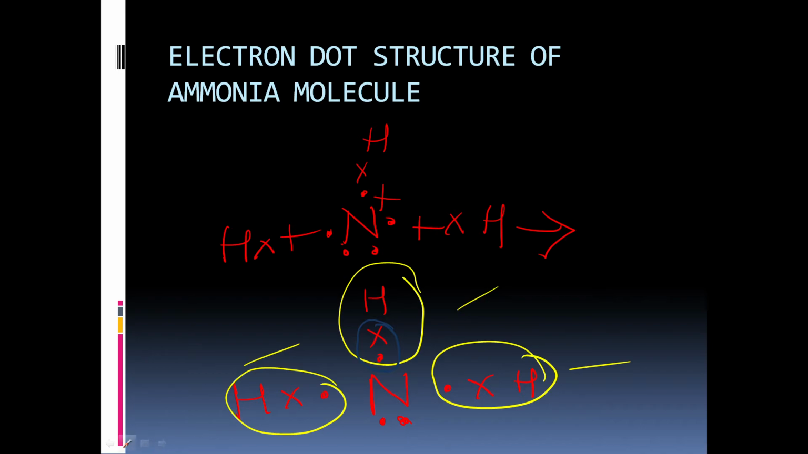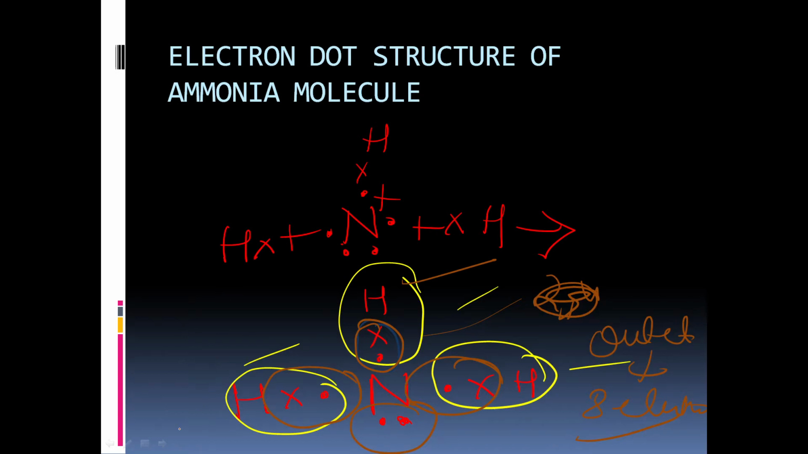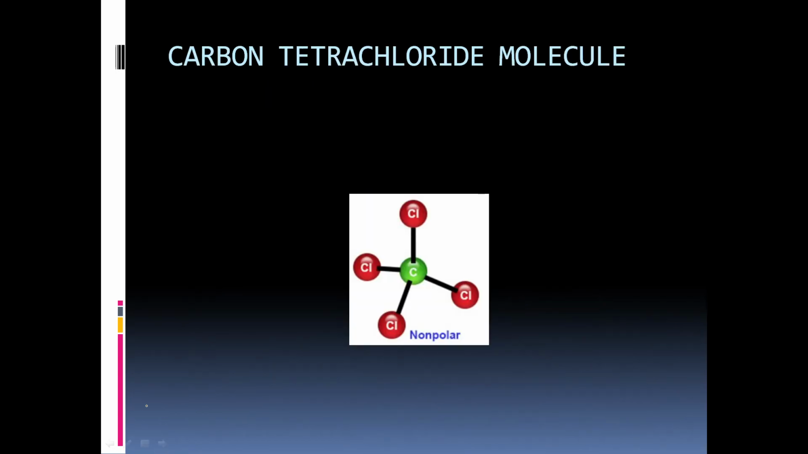2, wait, I'll change the ink color. It's not visible quite enough. Okay. 2, 4, 6, 8. See, the hydrogens completed their duplet and nitrogen completed its octet, right? Because it required 8 electrons in the valence shell and it is done with it. So this is the way the ammonia molecule forms its bonds. Let me go to red color.